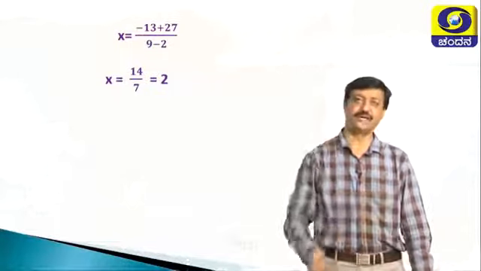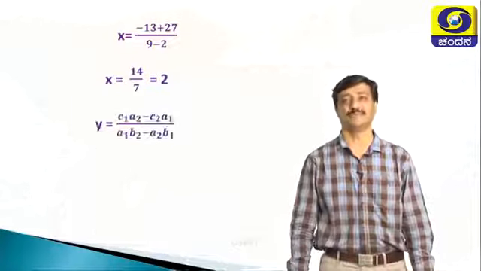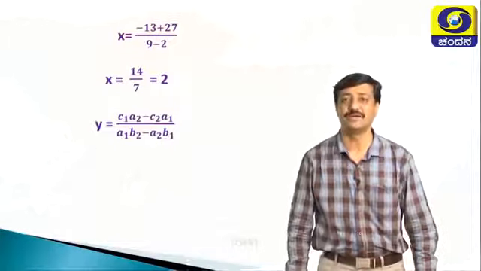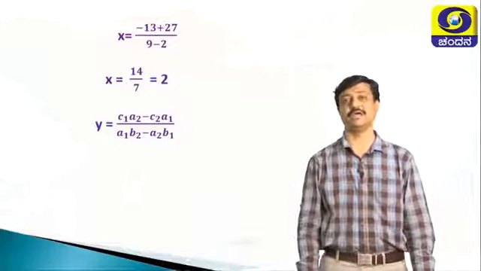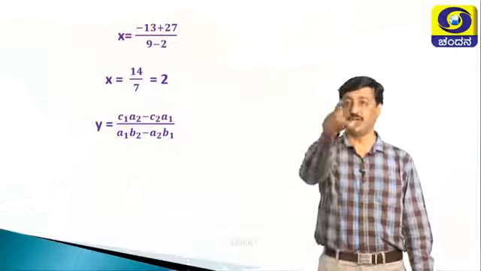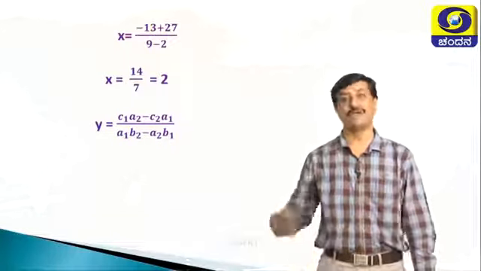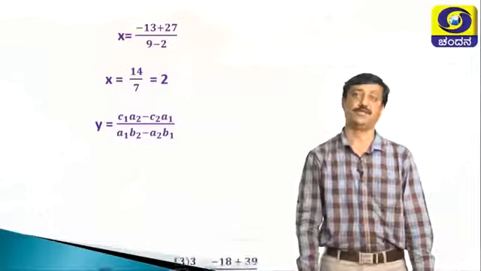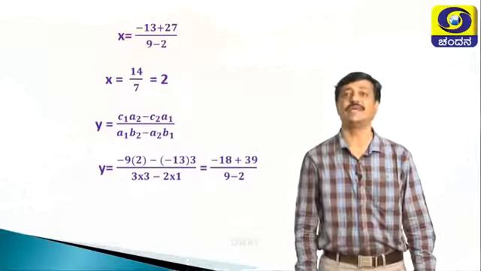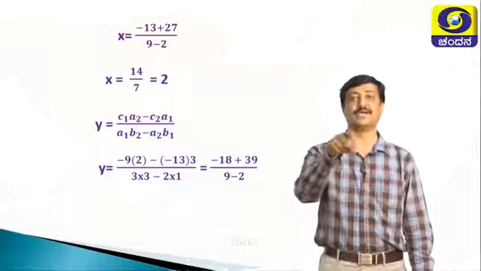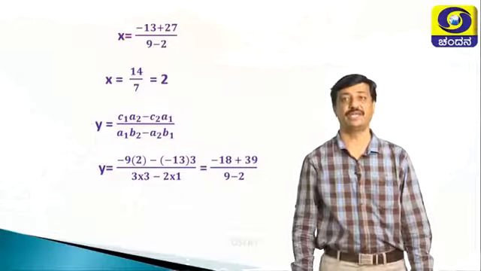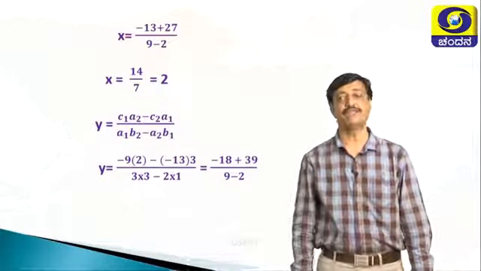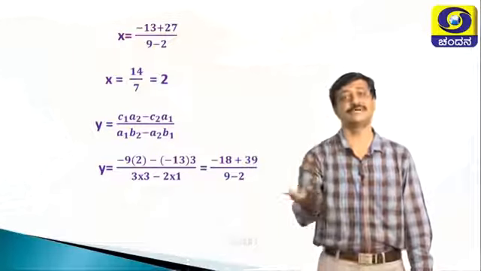In the same way, by writing the y formula, that is y equal to C1 A2 minus C2 A1 divided by A1 B2 minus A2 B1. Now substitute the values in this formula. You get y equals minus 9 into 2 minus minus 13 into 3, divided by 3 into 3 minus 2 into 1. What is minus 9 into 2?